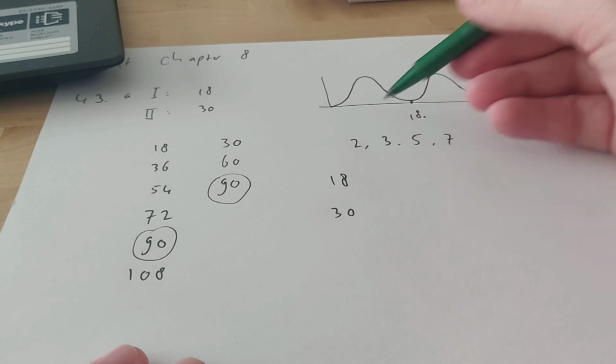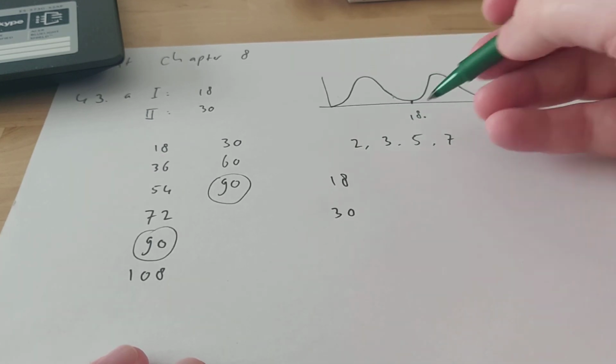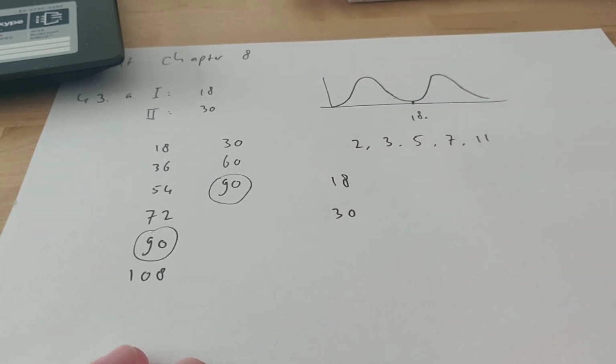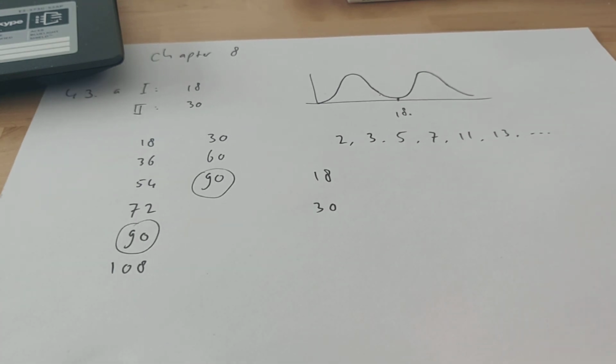Now 8 can be divided by 2, 9 can be divided by 3, 10 can be divided by 5. So the next one is 11. And the next one is 13. Now this list goes on for quite a while.